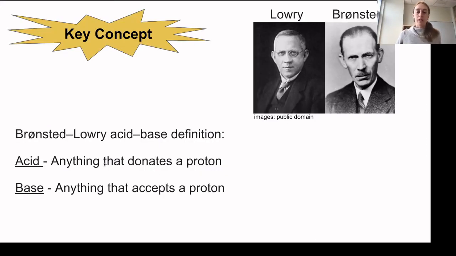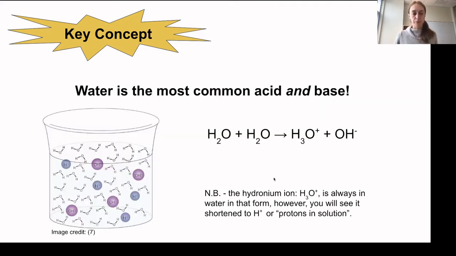So, key concept. There's tons of ways that you can describe an acid and a base, but we're going to use the Bronsted-Lowry definition of acids and bases. Of course, it's two old white men hanging out at some point in history, and the definition that they came up with is: an acid is anything that donates a proton, and a base is anything that accepts a proton.